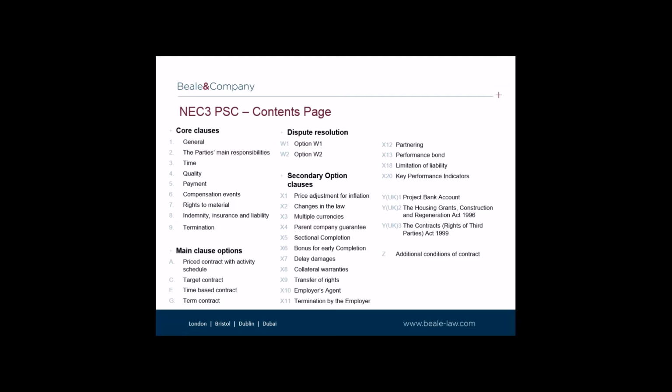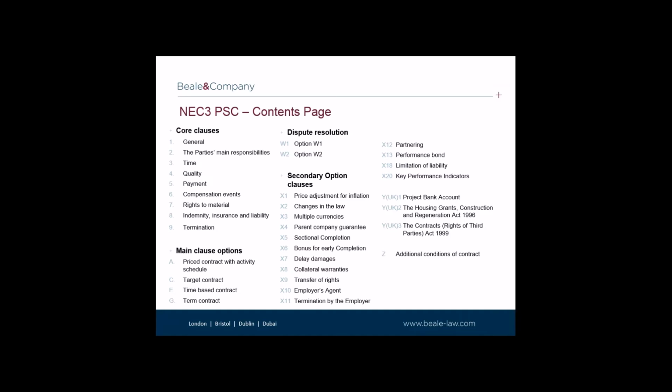Having given a brief introduction to the structure of the PSC contracts, it's worth just spending a few moments looking at the contents page on the slide to see the main clauses which are compulsory and those which are optional. The core clauses, numbers 1 through 9 on the slide, are mandatory, albeit you should note that the main option clauses are frequently amended by the Z clauses. So don't be fooled. Read the Z clauses to make sure you know exactly what you're getting yourself into, because the core clauses can be amended by Z clauses.